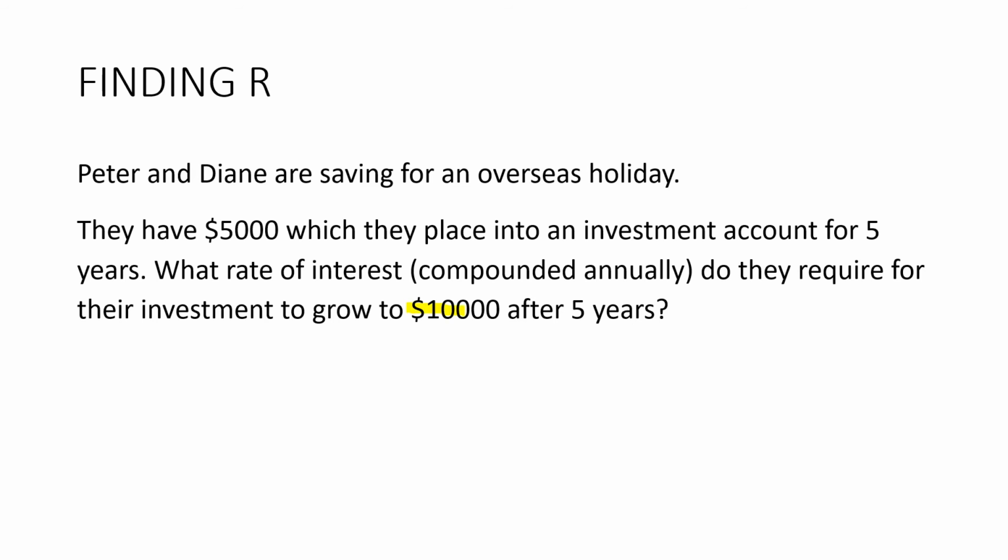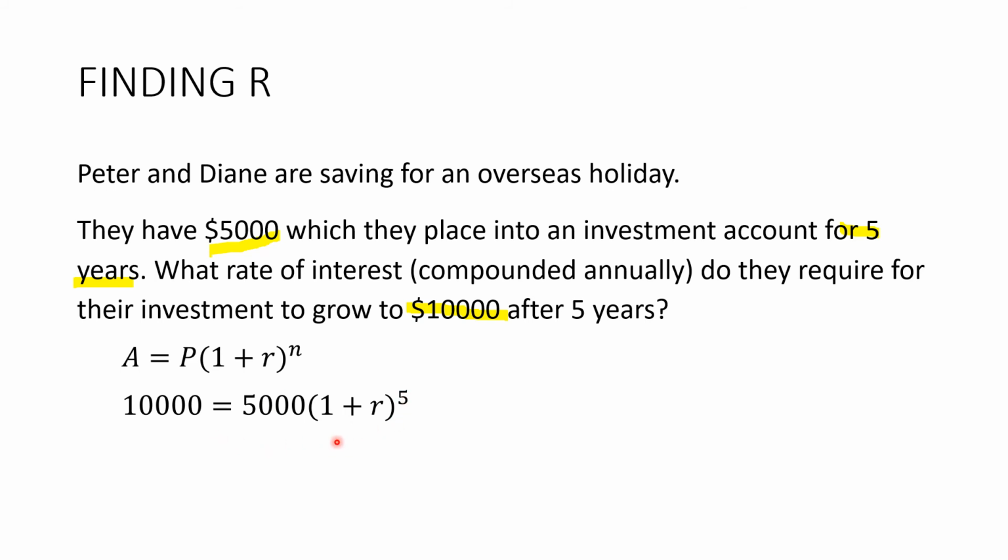So we've still got an amount accrued, or the amount that they want is $10,000. This time they're going to place $5,000 in the account. That's P. And they're going to do it for 5 years. That is N. So we want to know the rate of interest. Thank goodness it's compounded annually in order to be able to do that. So here's our formula. Let's substitute in. So amount accrued is $10,000. P is 5,000. We don't know R, and N is 5.